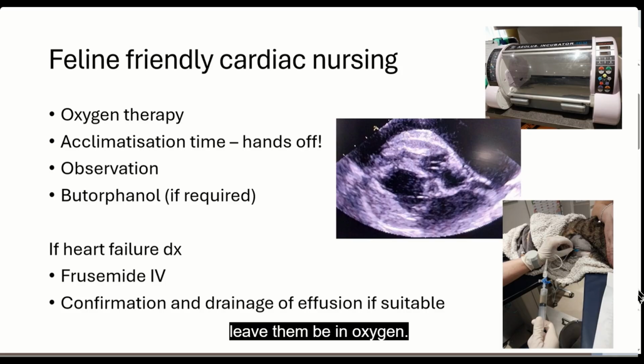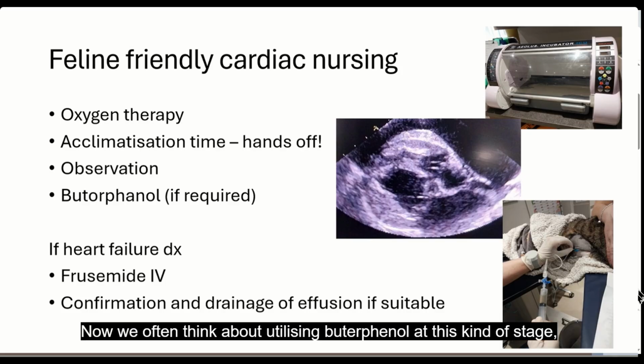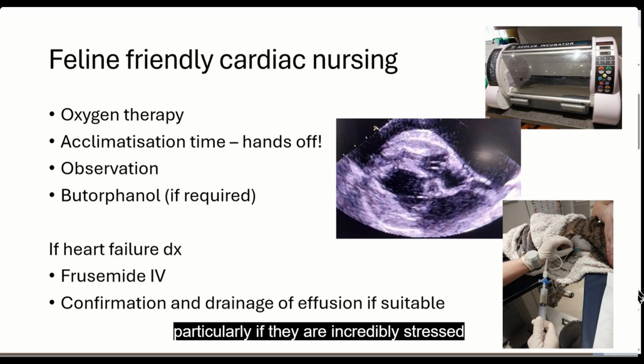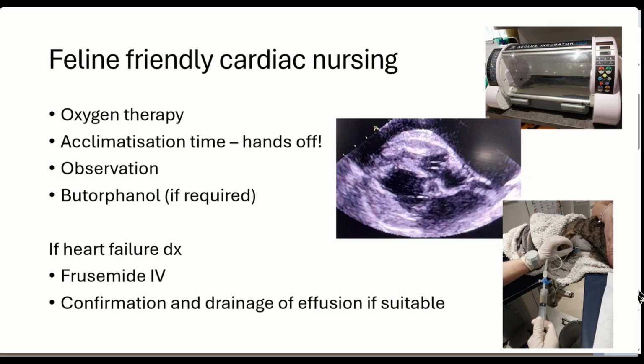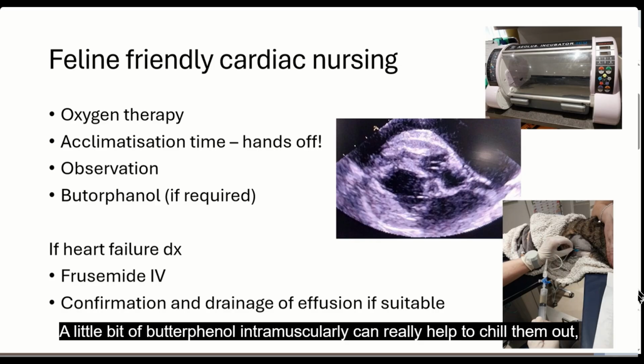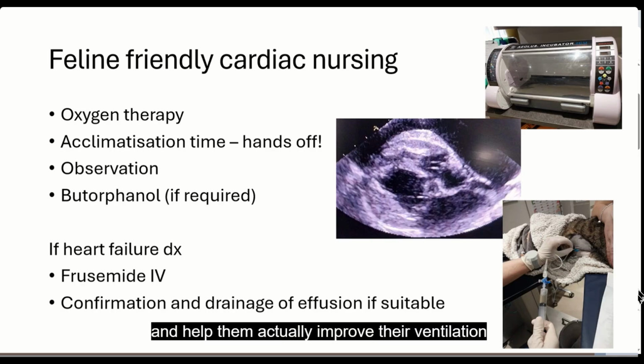Now, we often think about utilising butorphanol at this kind of stage, particularly if they are incredibly stressed and they are open mouth breathing. A little bit of butorphanol intramuscularly can really help to chill them out and help them actually improve their ventilation and get that oxygen in there so they can calm and breathe more efficiently.